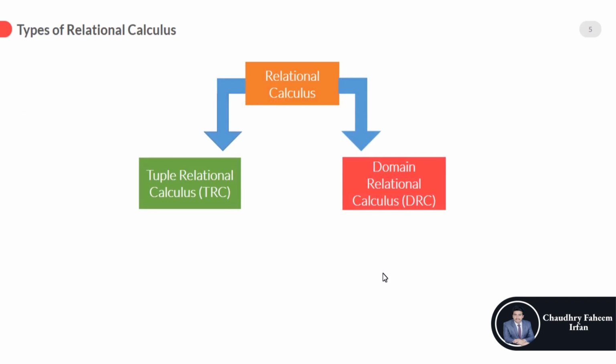Here are the types of relational calculus. There are two types of relational calculus. One is tuple relational calculus, TRC. Tuple means row in any DBMS. The other is domain relational calculus, DRC, which is about columns.